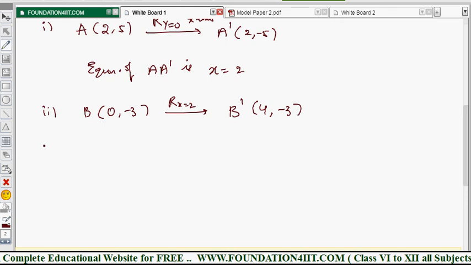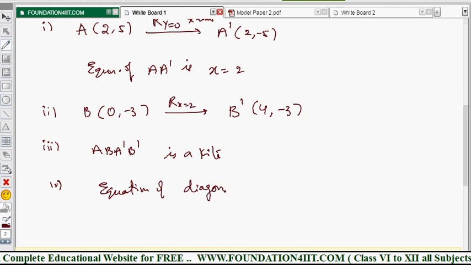Then according to the question they asked, A B A dash B dash is a kite. Okay, kite shape. And equations we can write. So equation of diagonals. So two diagonals equation we need to write. So diagonals, one is A dash A, so that is already x is equal to 2, and B dash B is y is equal to minus 3 because that is parallel to x-axis. That's it.